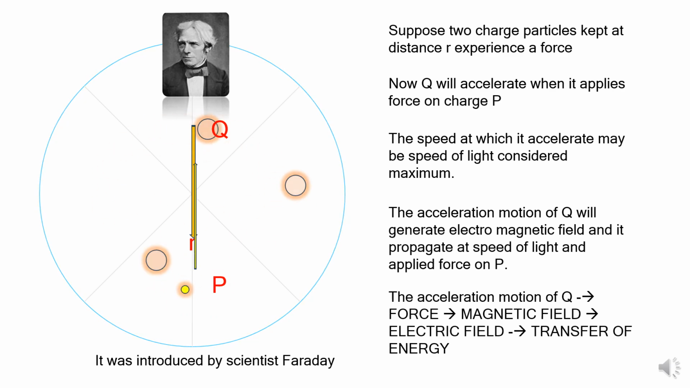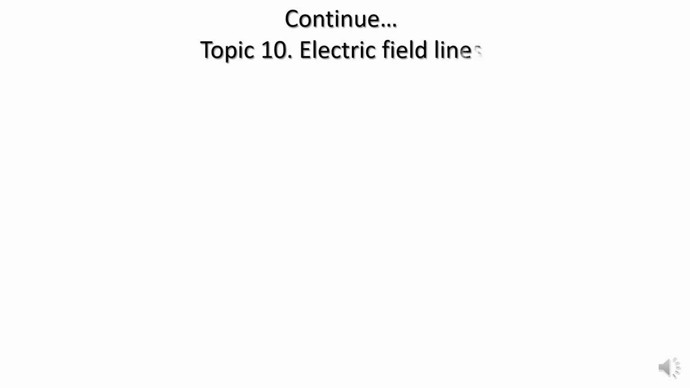Faraday declared that once you keep two charges in a spherical space, it will generate a force. Because of the force, the magnetic field will be generated, and because of the magnetic field, the electric field will be generated, and there is a transfer of energy between the two charged particles, and this was superbly introduced by scientist Faraday. So simple. I think we are able to understand Faraday's basic law, how the energy has been transferred.